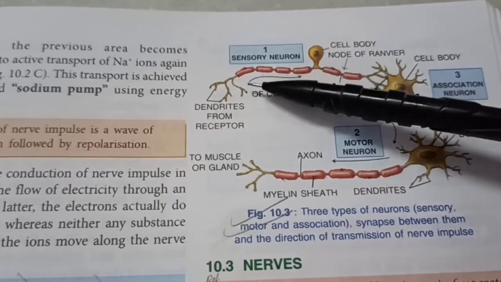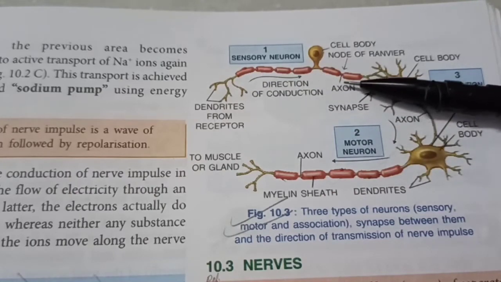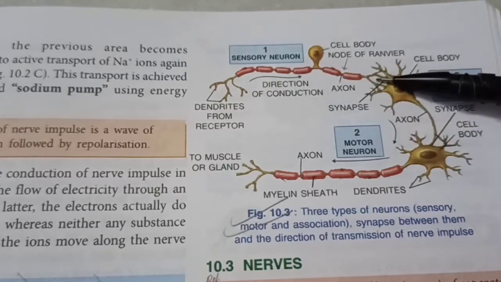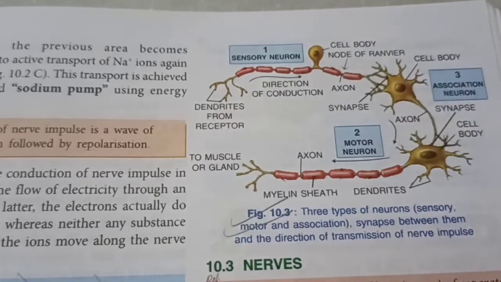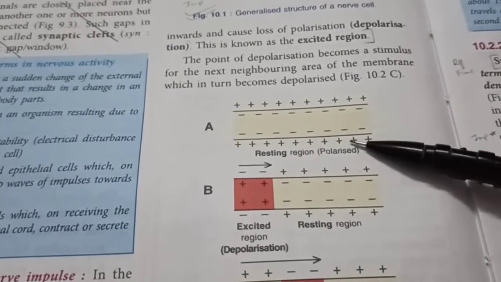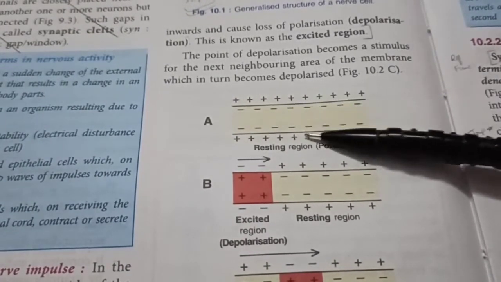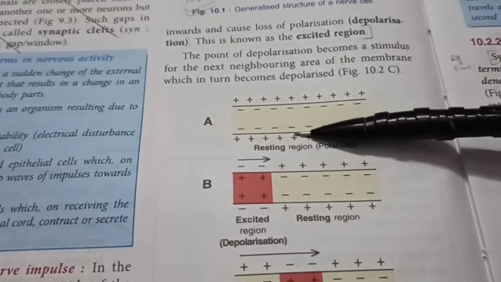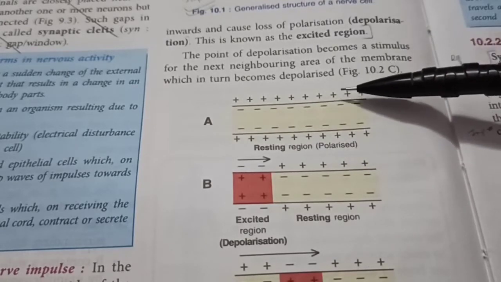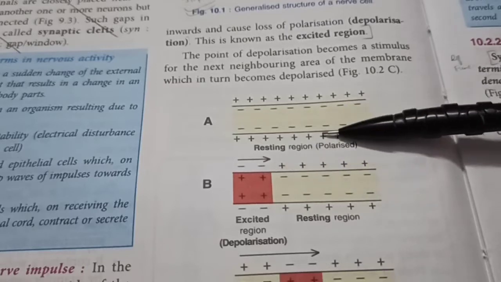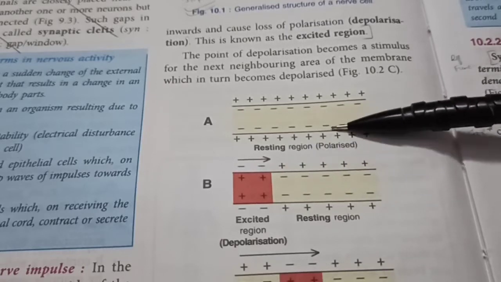But how does an impulse actually travel? It's not like electricity. Through a wire, electrons flow, but not here. It's flowing electrochemically. So what happens is that the nerve fiber, which is made up of many axons, is usually in the polarized state. That is the resting region, where the sodium ions are outside and the inner part is negative.